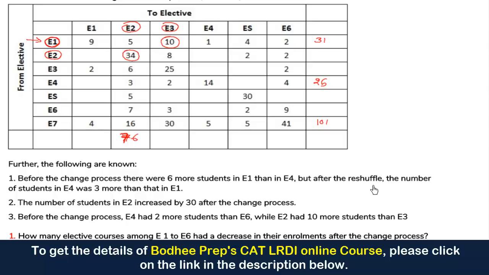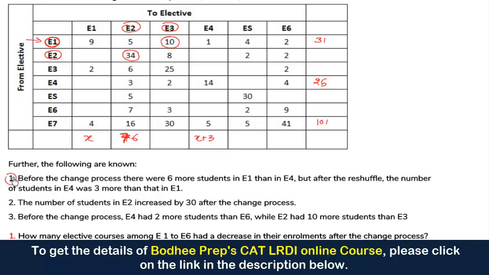It also says that after the reshuffling, the number of students in E4 was 3 more than E1. That means now we have to add the column. So the column addition of column E1, if it is X, then the addition of column E4 must be X plus 3, right? Because the data are not given, I'm just taking the variables here.